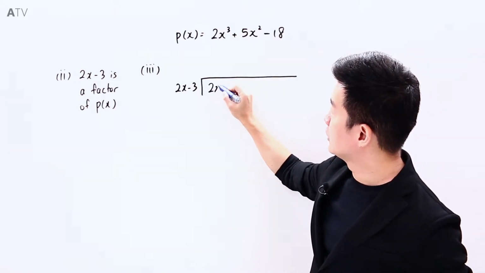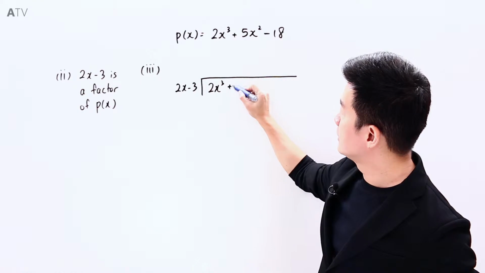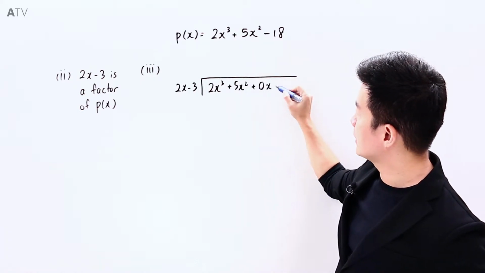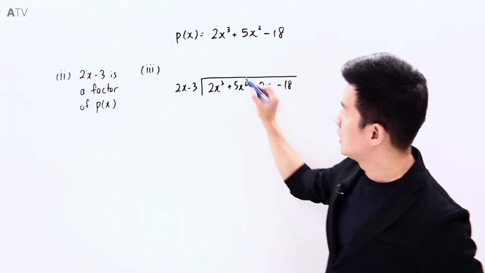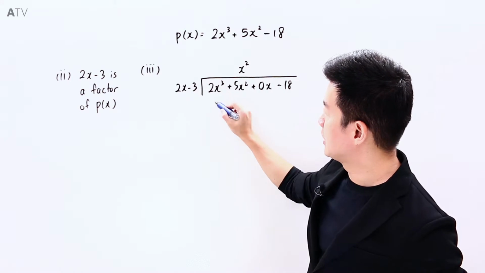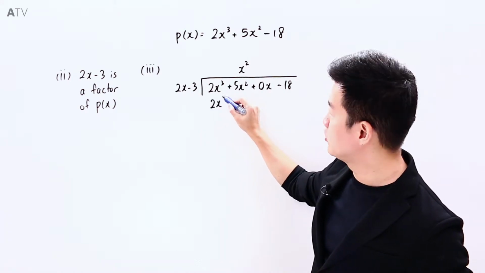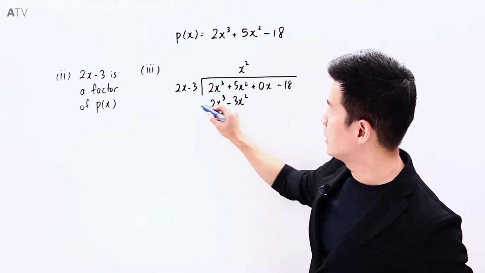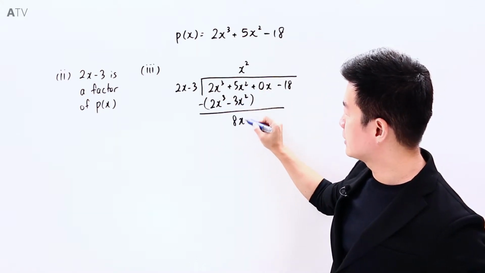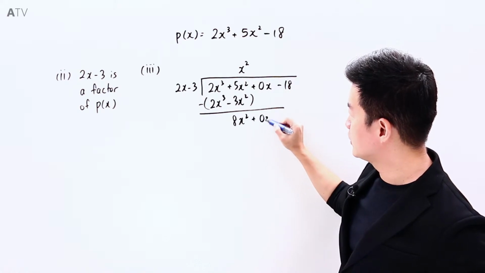And here we will have 2x cubed plus 5x squared. There's no x here, so I'll write it as 0x minus 18. So here we will have an x squared. So x squared multiplied by this will give me 2x cubed minus 3x squared. Then this minus this will be 8x squared, and 0x, I will bring it down, so I have this.